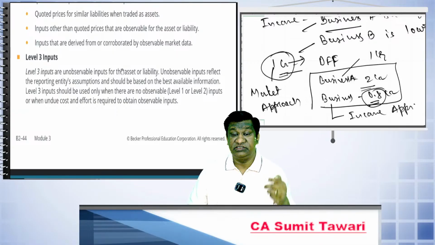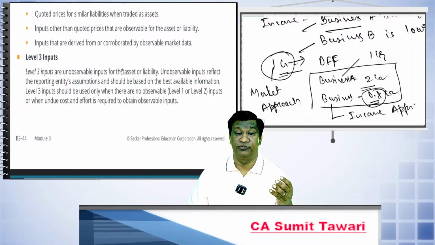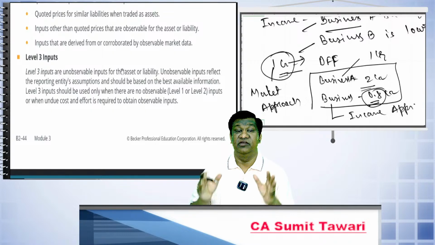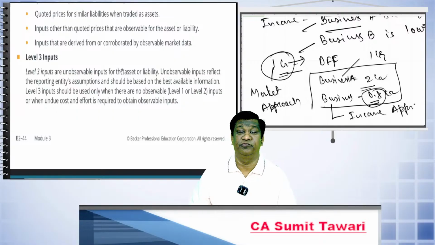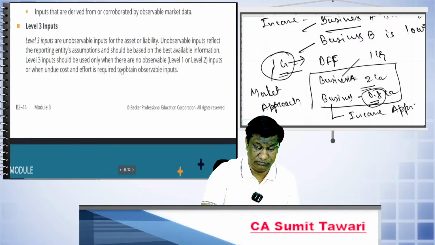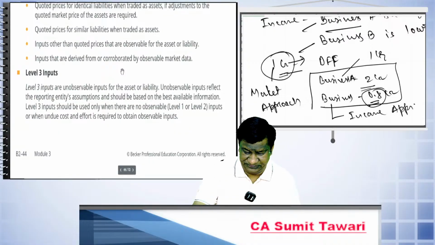Whereas for usage of input, level 1 input, level 2 input, level 3 input, that is on the basis of priority. If you have a level 1 input, then you need to use the level 1 input only. If you have a level 2 input and level 1 input is not available, then you can use the level 2 input. If level 1 and level 2 inputs are not available, then you can use the level 3 input. Clear? Yes, sir.